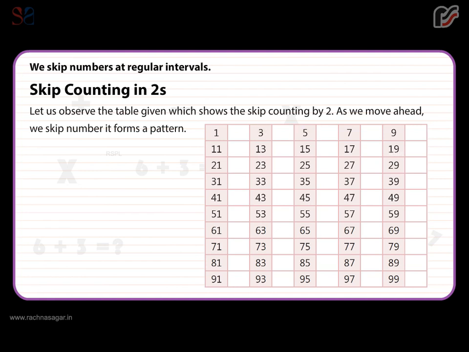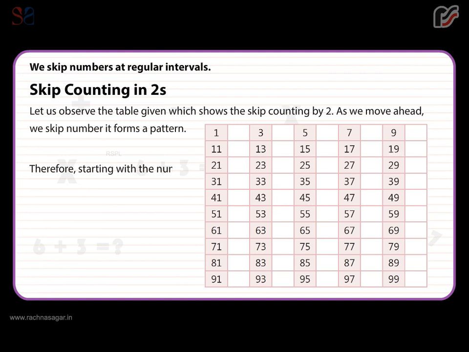1, 3, 5, 7, 9, 11, 13, 15, 17, 19, 21, 23, 25, 27, 29, 31, 33, 35, 37, 39, 41, 43, 45, 47, 49, 51, 53, 55, 57, 59, 61, 63, 65, 67, 69, 71, 73, 75, 77, 79, 81, 83, 85, 87, 89, 91, 93, 95, 97, 99.